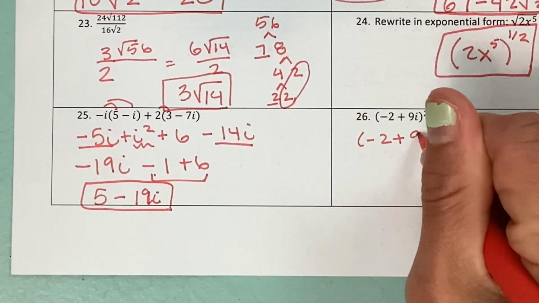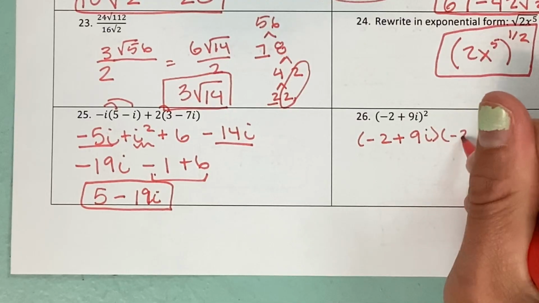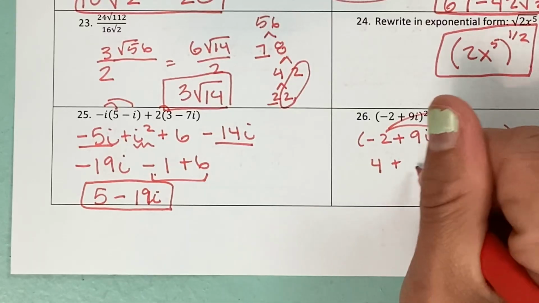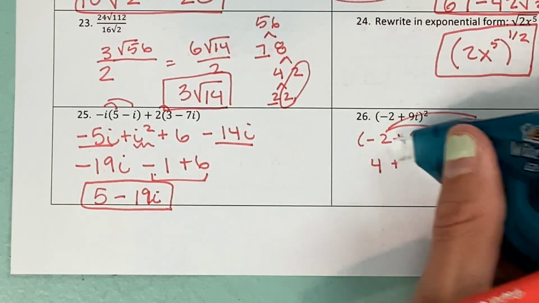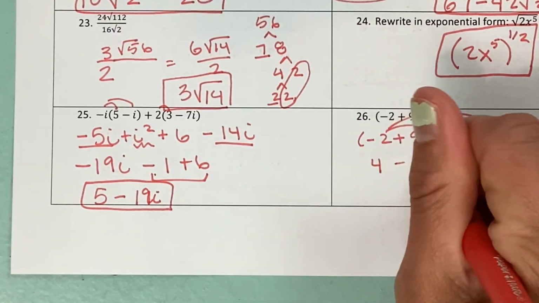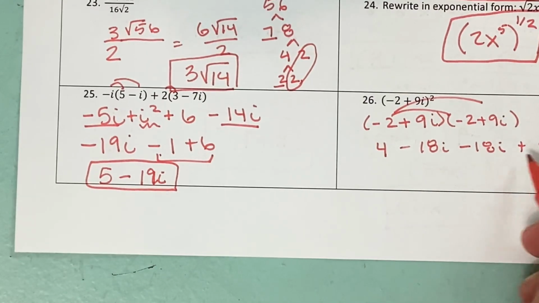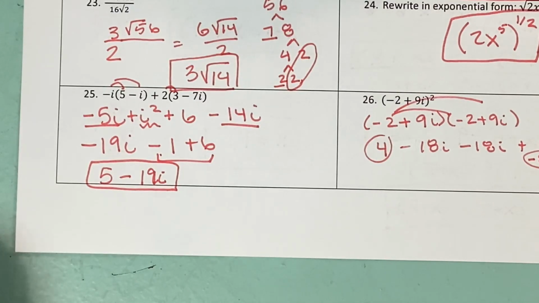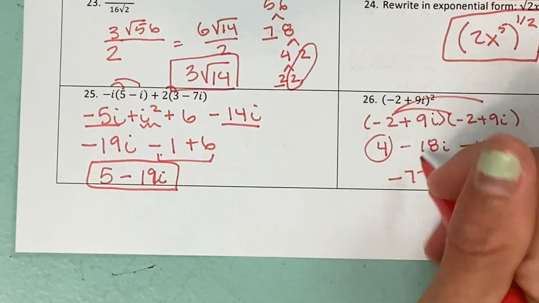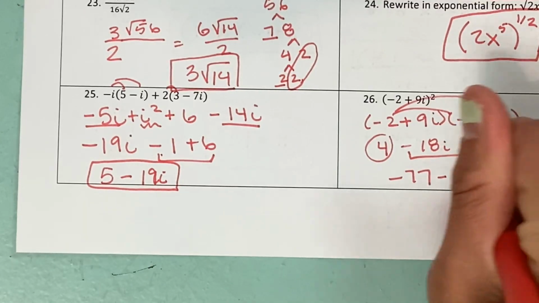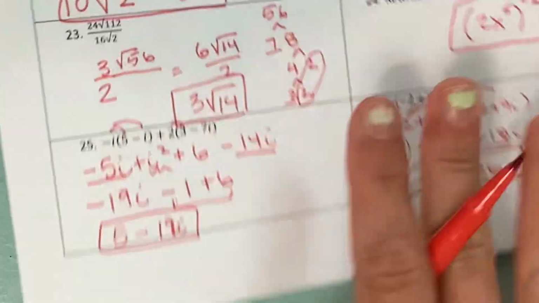All right, binomial squared, so negative 2 plus 9i, negative 2 plus 9i. So I get 4 plus, or minus 18i, minus 18i plus 9 times 9 is 81i squared. And so that i squared is going to make this a negative 81, which I'm going to combine with the 4. So negative 81 plus 4 is going to be negative 77. Combine my i's, which is going to give me negative 36i.